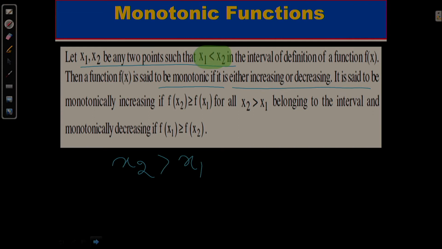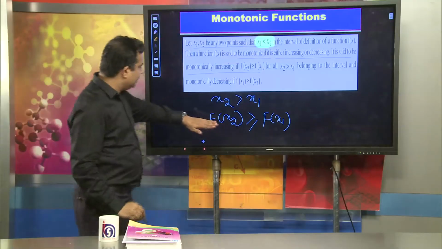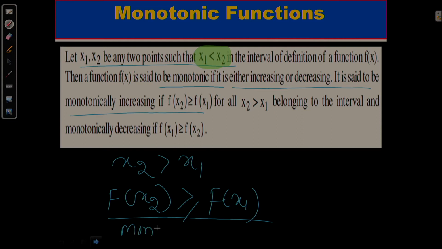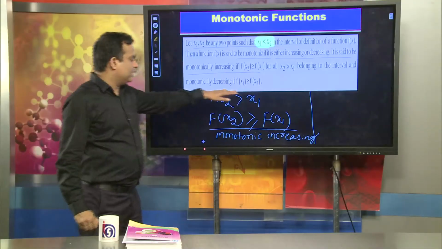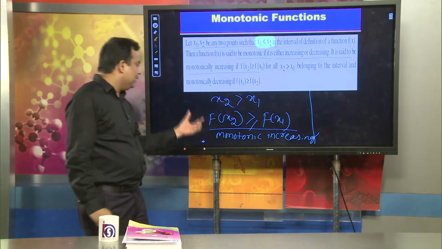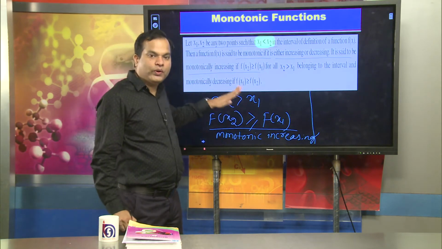Monotonically increasing is when, if x2 is greater than x1, f of x2 is greater than or equal to f of x1. Then we can say this is monotonic increasing. Very simple and very important. This is condition 1: if x2 is greater than x1 and f of x2 is greater than or equal to f of x1, we can say the function is monotonic increasing.